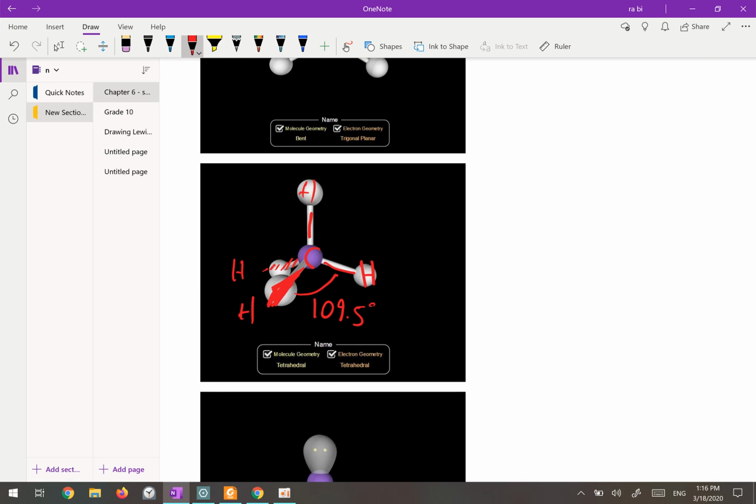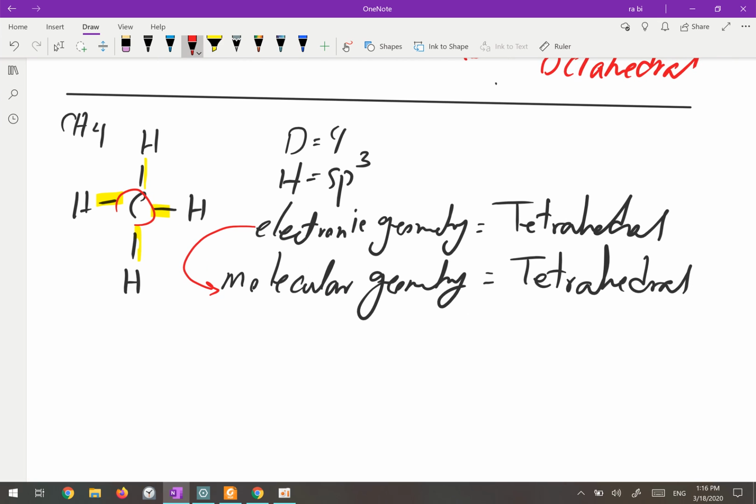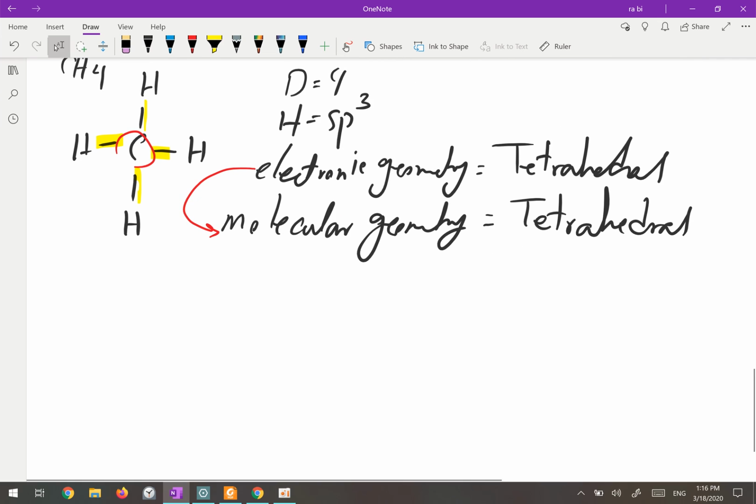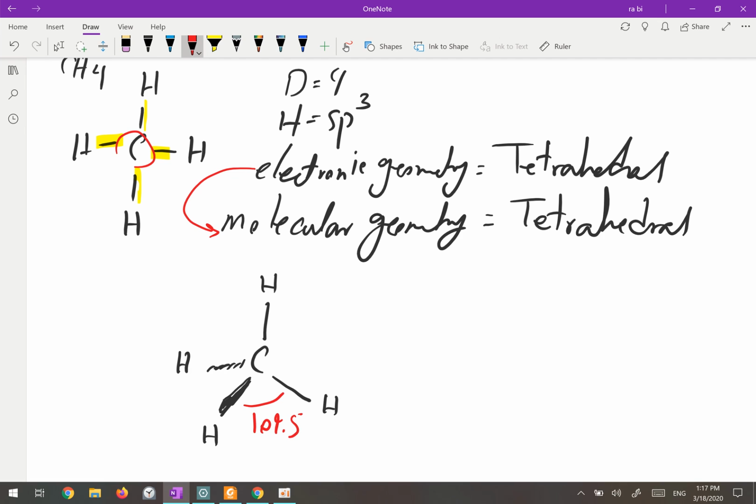So let's go back to here. If you want to draw the tetrahedral arrangement, draw the central atom. You have four domains, one at the top on the surface of the screen. The other one is here. One bond is here, coming out, and one bond is going inside. And you have H, H, H, H. The angle between all of them is 109.5 degrees. Okay, let's go to the next molecule.